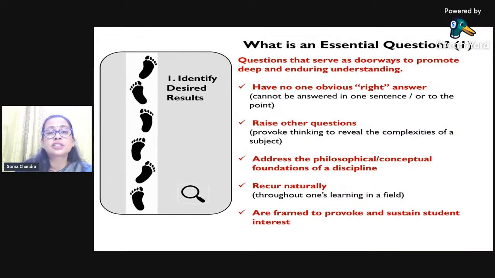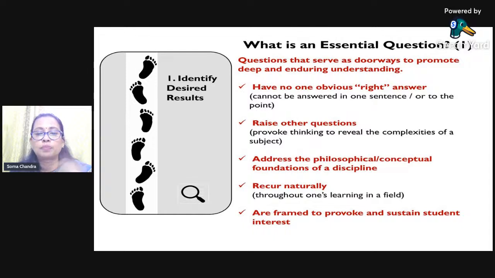So let's focus now on what is an essential question. An essential question should be an open ended, thought provoking question that drives inquiry and deep learning. It should encourage students to explore big ideas, what you want them to achieve, make connections, and think critically rather than just recalling facts.